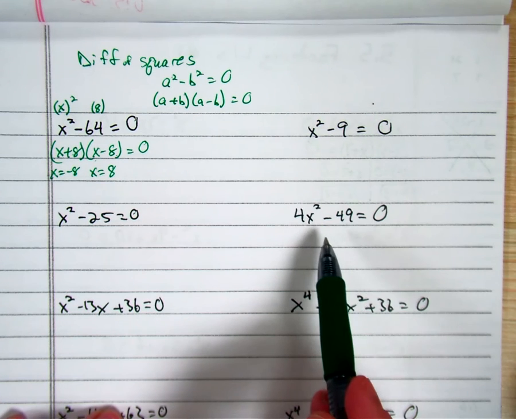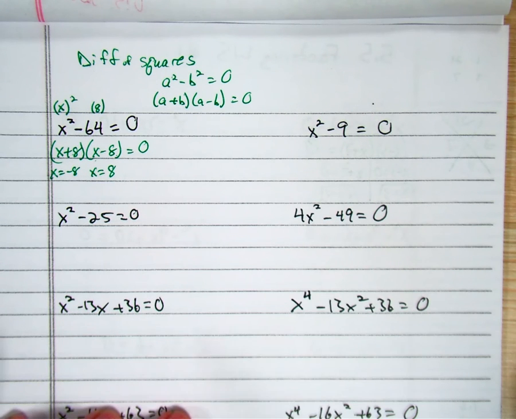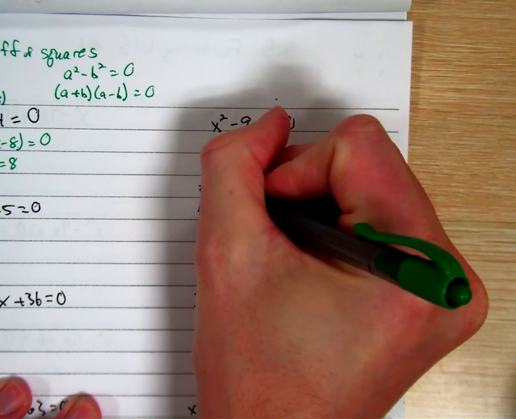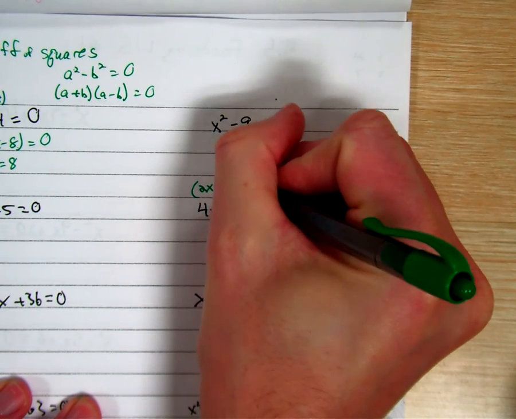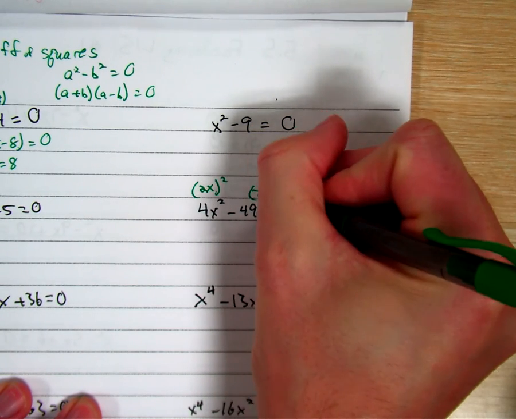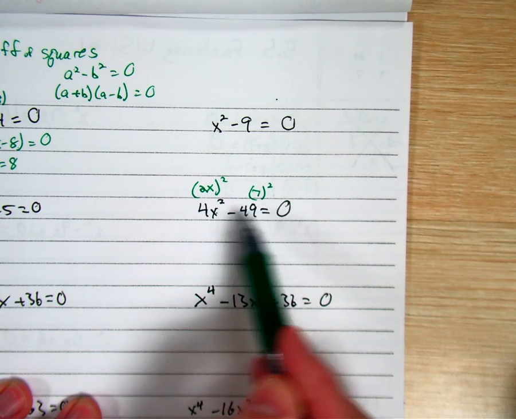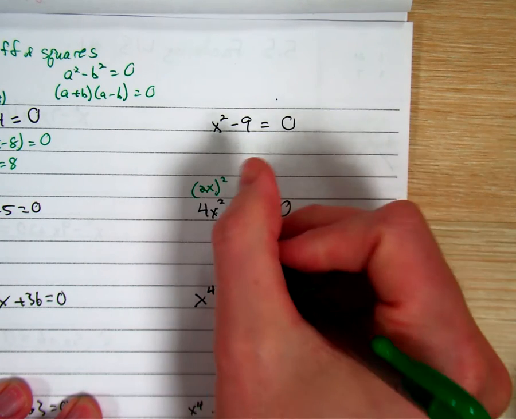Come on down to this one. 4x squared minus 49. I'm going to tell you that it is a difference of perfect squares. Think about what's being squared there. What's being squared that gives us 4x squared and 49? Okay, we're going to have 2x that's being squared and 7 that's being squared. 2 squared is 4, x squared is x squared. 7 squared gives me 49.